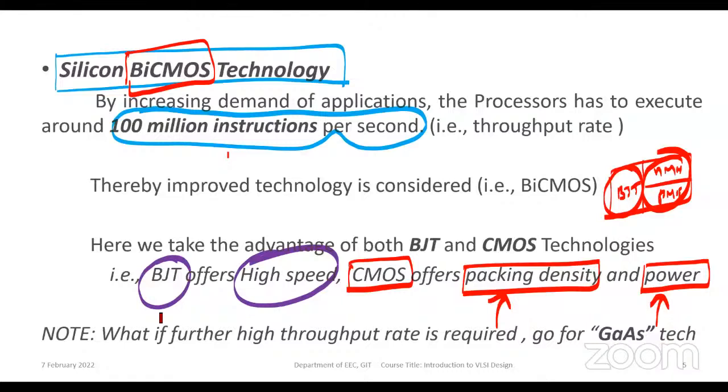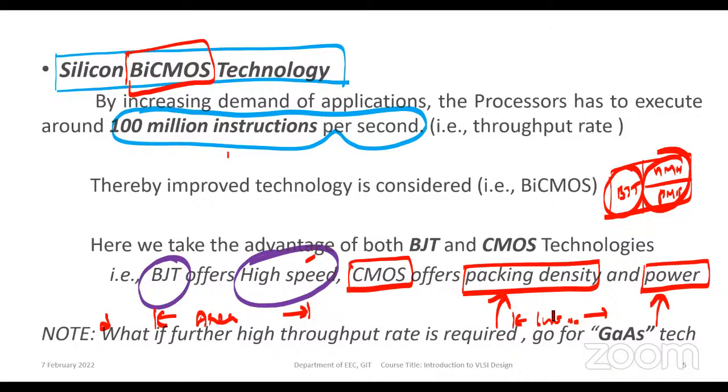Okay, and one more thing: the bipolar takes a large area. This is the drawback of this one, but the advantage is high speed. Here the advantages are packing density and power consumption, but the drawback is low speed devices. Of course, nowadays many techniques have been incorporated to improve the speed of the circuit, which is comparable to the bipolar junction transistor, in fact more than that of the bipolar junction transistor also.